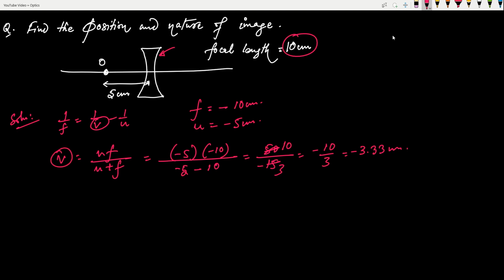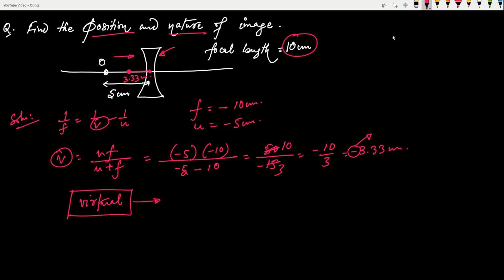That is 3.33 centimeter. Negative sign indicates that it is moving in the opposite direction to that of the incident ray from the pole, because the measurement is done from the pole. Therefore, we can say if this is the pole, this is the direction of incident ray, so it needs to move in this way, and this will be the position of the image, that is 3.33 centimeter. Simple as that. Now this is the position. What will be the nature? The nature of the image is virtual. Okay, so we can say the nature is virtual.